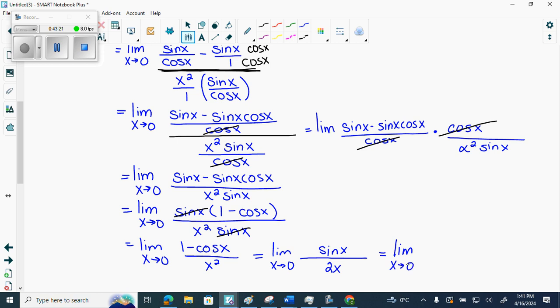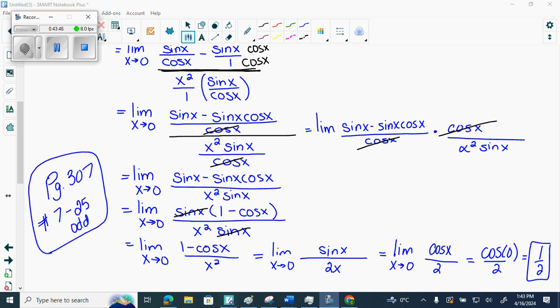What's the derivative of sine? What's the derivative of 2x? Okay, guys, stop talking. Then we plug it in and we get cos of 0 over 2. What's cos of 0? 1. Yay! Page 307, 7 to 25, odd.